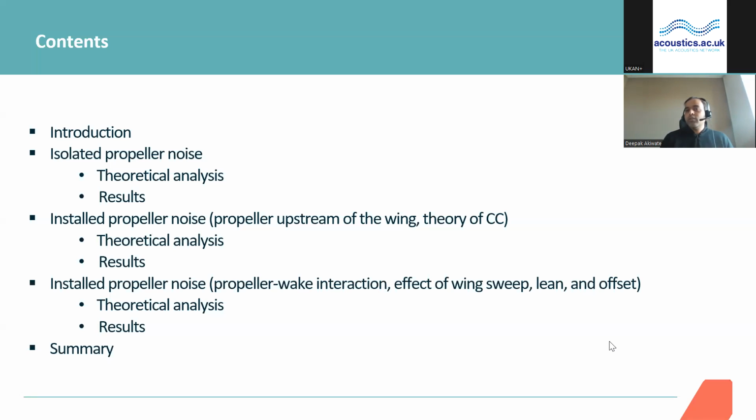they change with respect to the change in blade number, tip speed, as well as the separation distance between the propeller and the wing. And in the last bit, I will talk about the effect of realistic wing features like wing sweep, lean, and offset on the wake interaction noise. And I will show how these wing features can be used to design a low noise propeller wing configuration, and then followed by summary.